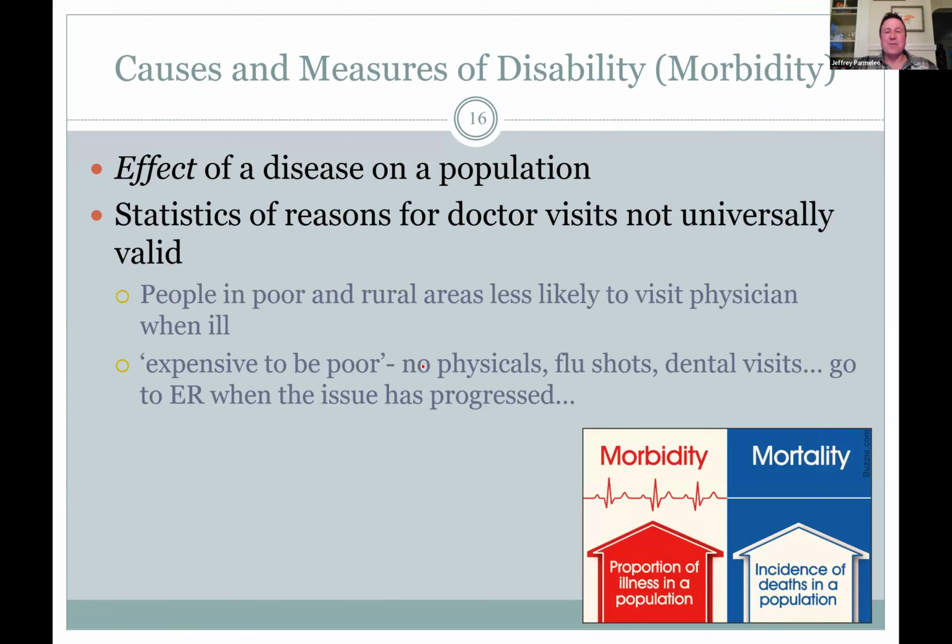All right. So what is the effect of a disease on a population? And this is what I already mentioned to you, that it's expensive to be poor. It's those preventive things like the flu shots and being able to go to the dentist. I go every 6 months and get my teeth cleaned. And if you're poor, in rural or inner city places, you don't have that, right? And you're going to have all these things build up, and then it just gets bad.